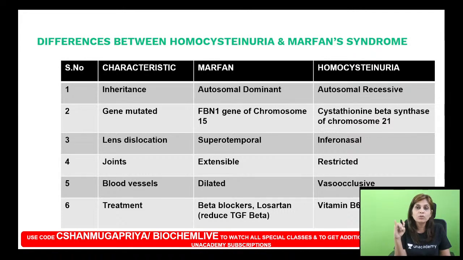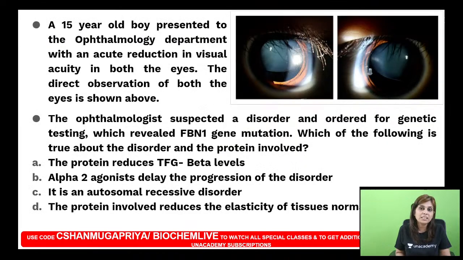Marfan's is autosomal dominant, homocystinuria is autosomal recessive. The gene mutated in Marfan's is the fibrillin 1 gene, FBN1, of chromosome 15, whereas in type 1 homocystinuria, it is cystathionine beta synthase of chromosome 21. Dislocation of lens in Marfan's is superotemporal, in homocystinuria it's infranasal. Joint mobility: hyperextensible joints in Marfan's, whereas restricted movement in homocystinuria. Vascular defects: vaso-occlusive disease in homocystinuria, whereas in Marfan's the blood vessels are dilated. Treatment for Marfan's is beta blockers and losartan. For homocystinuria, if it's type 1, it is B6; if it's type 2, we give B12 and folate.